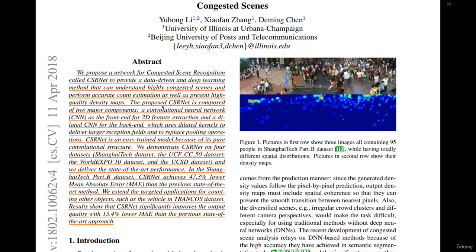The proposed CSRNet is composed of two major components: a convolutional neural network as the front end for 2D feature extraction, what we generally call our base model, and a dilated CNN for the back end, which uses dilated kernels to deliver larger receptive fields and to replace pooling operations. CSRNet is easy to train because of its purely convolutional structure.